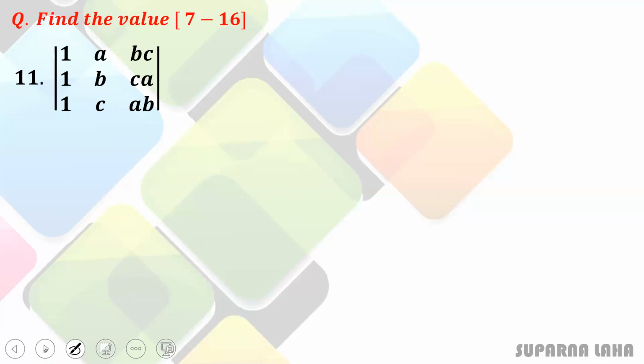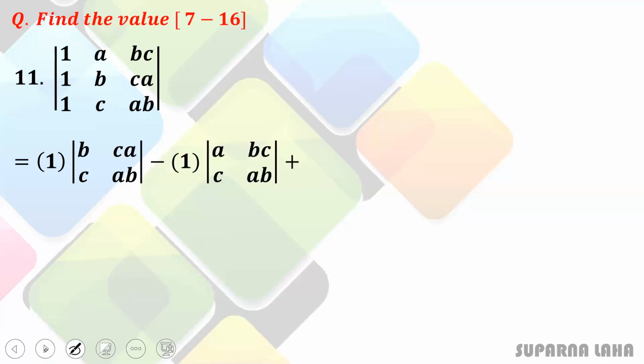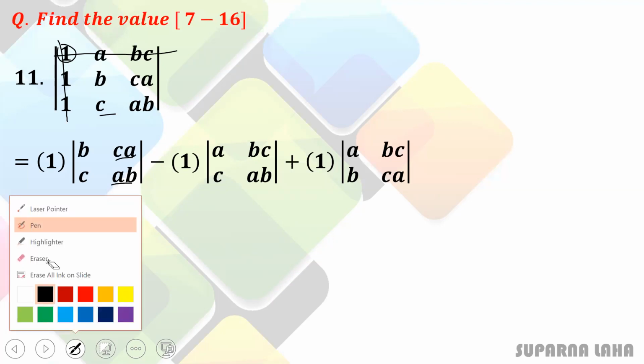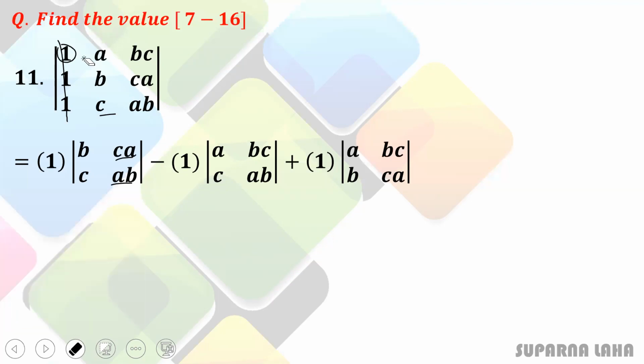So find the value. Here I am taking this first column. I am breaking this determinant with the help of this first column. So what you have to do: first take this element and remove this row, this column, first row, first column. So the remaining terms are B, AC, C, AB. Okay. And then you need to remove this first column and this second row.